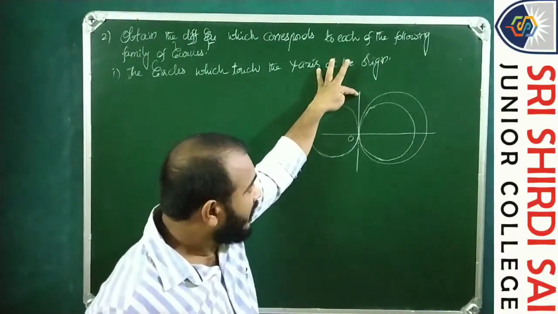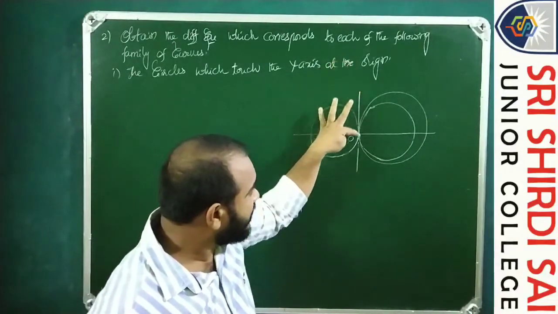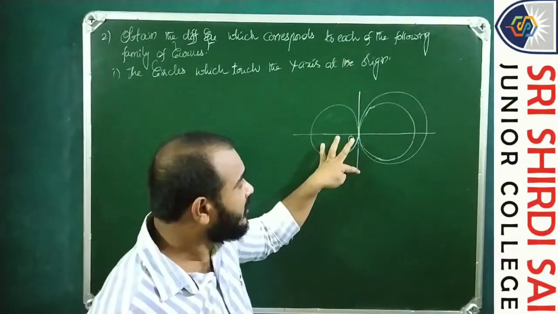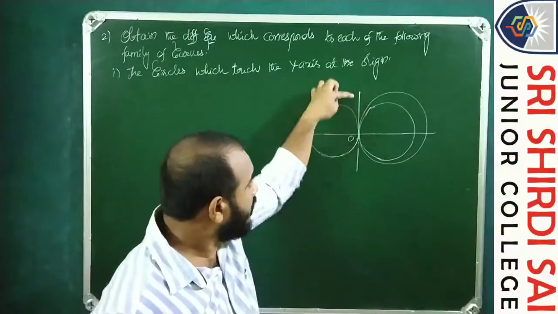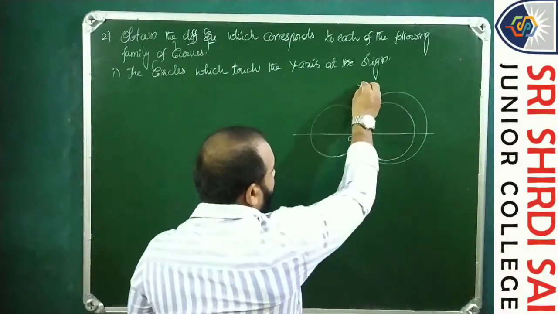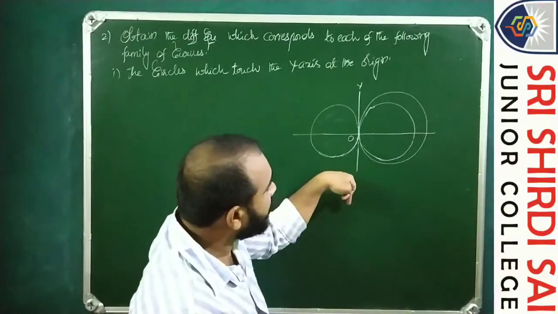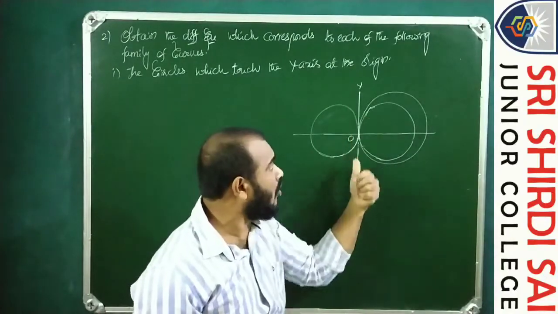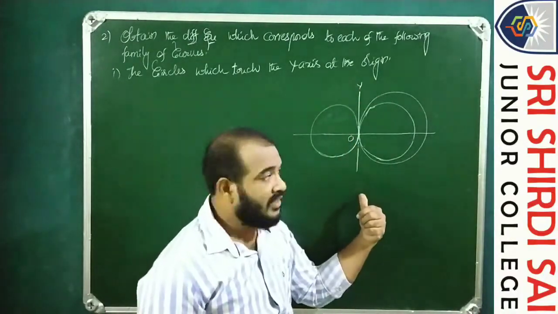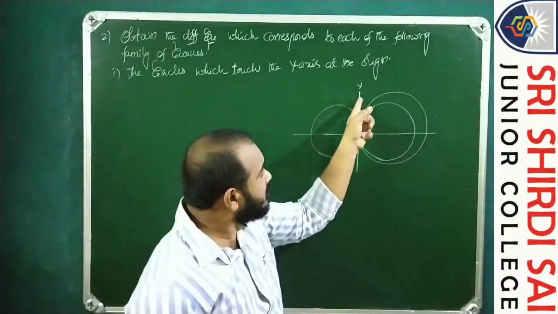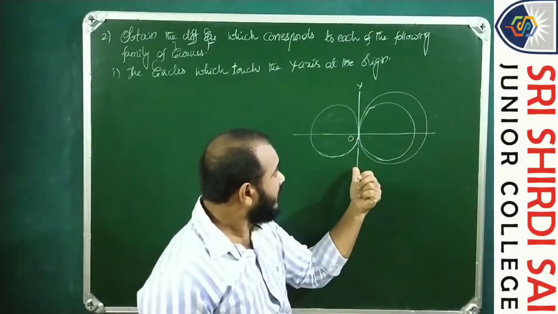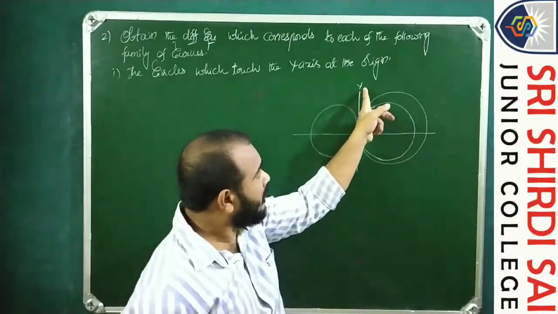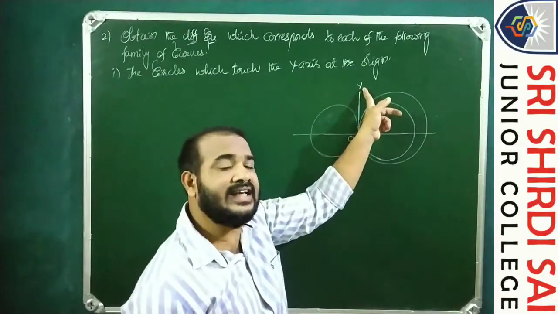So what is the line? The y-axis is acting like a tangent. The line which is perpendicular to this tangent is what? It's a normal. This is the y-axis, a line which touches the circle at only one point, which is the origin. The y-axis is called the tangent, and the perpendicular to this tangent is the normal. If the y-axis is a tangent, the normal is the x-axis.